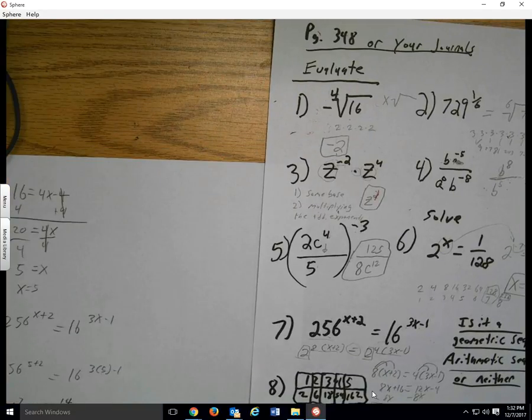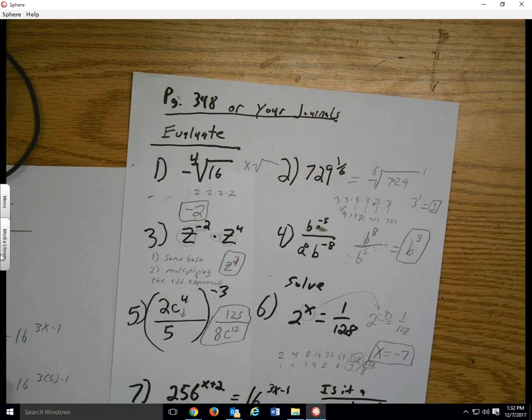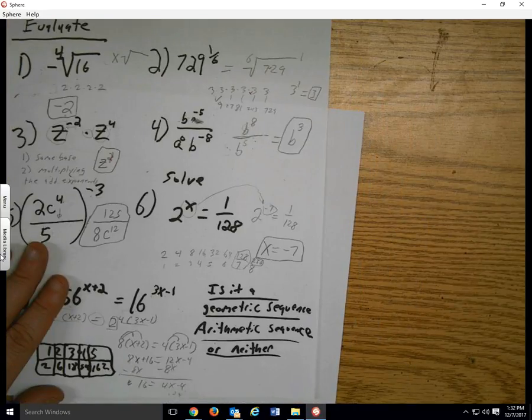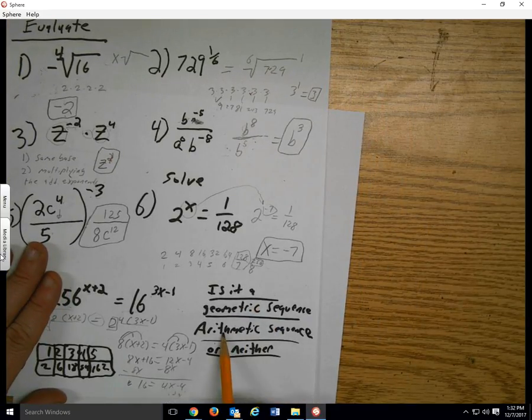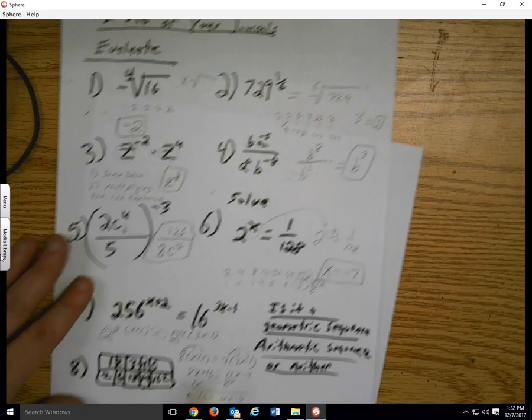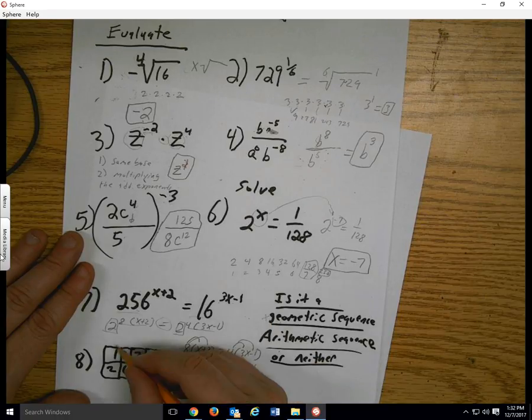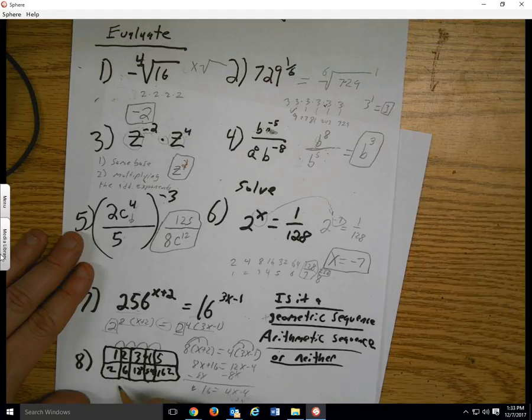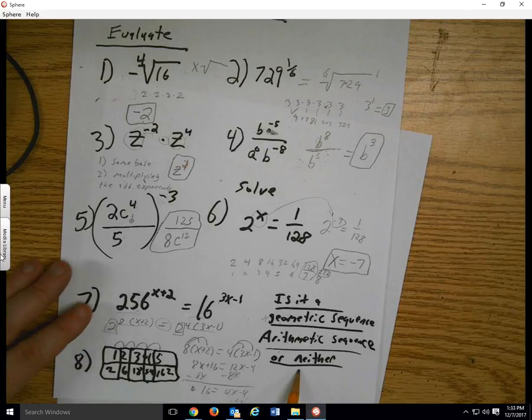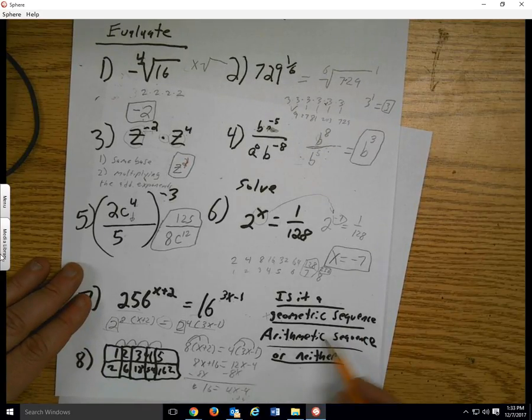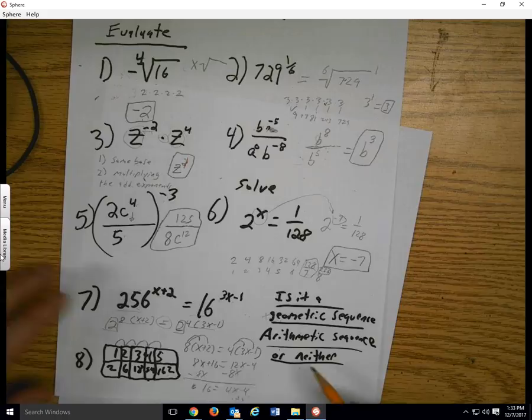Okay, so let's go ahead and go to that last question that we didn't get to cover. It says, is it a geometric sequence, arithmetic sequence, or neither? And then here's the sequence right here. Remember, for it to be a geometric sequence, you need to be adding on the top and multiplying or dividing on the bottom. To be arithmetic, you need to be adding on the top and adding or subtracting on the bottom. And if it's neither of those two, your other choice is neither. So you have a 1 out of 3 chance of even getting this right by pure randomness.